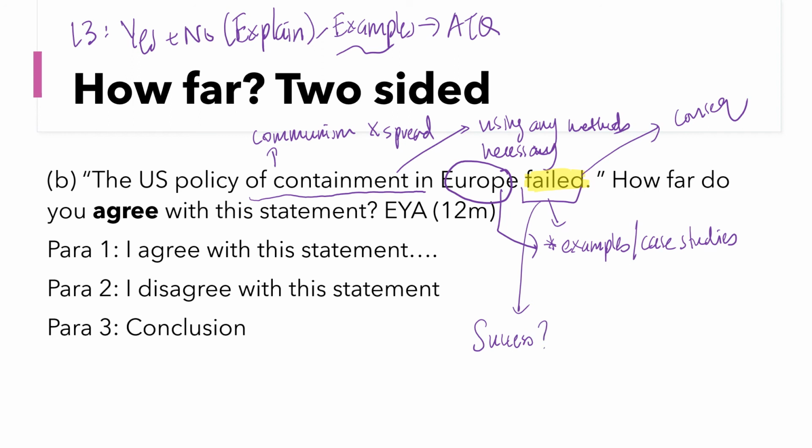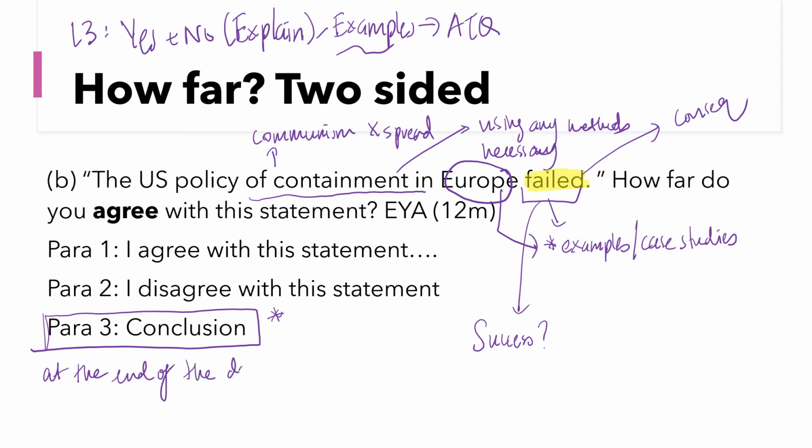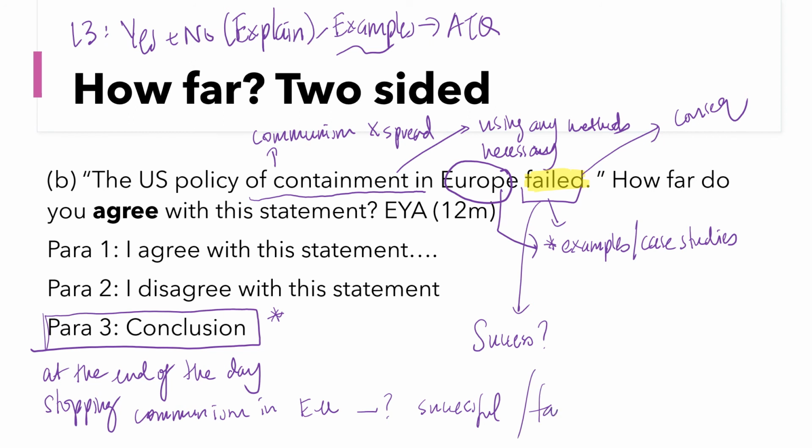What were the examples that show success? And in a conclusion, of course, this is very interesting. If you do have the time to really look at the conclusion, you're going to look specifically at the end of the day: do you think that stopping communism in Europe was a success, or do you think it was more of a failure?